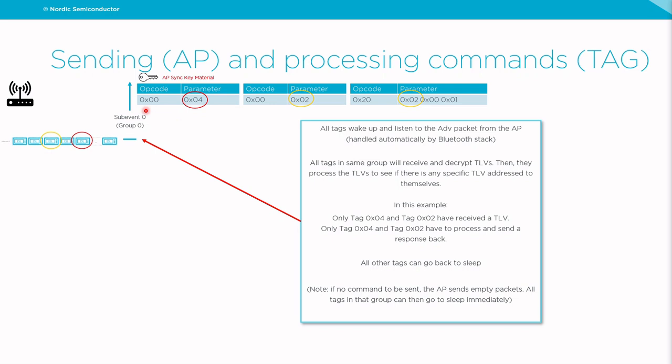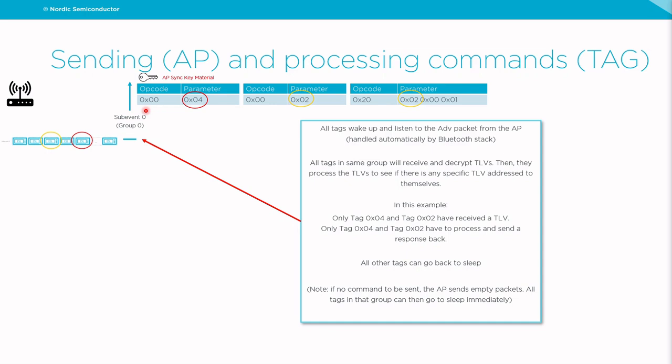So all the tags that are synchronized on the first group, group 0, will wake up and listen to this sub-event sync packet. After decrypting the payload, each tag will check all these parameters to see if it needs to execute any command. Each tag in the group basically needs to see if there is its own ESL ID in the parameter fields, or if there is a broadcast address in the parameter field.